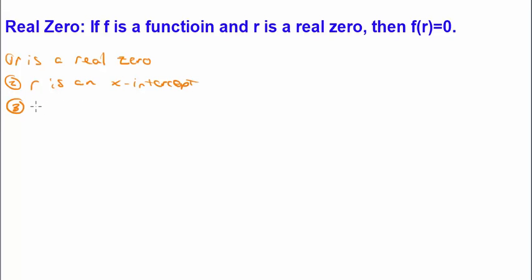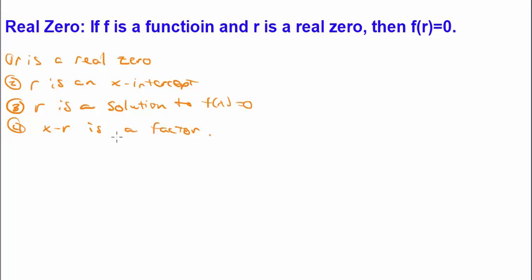Number three, we could say r is a solution to f of x equals 0. And number four, we can say x minus r is a factor. These are all equivalent statements. So r is a real 0, r is an x-intercept, r is a solution to f of x equals 0, and x minus r is a factor.